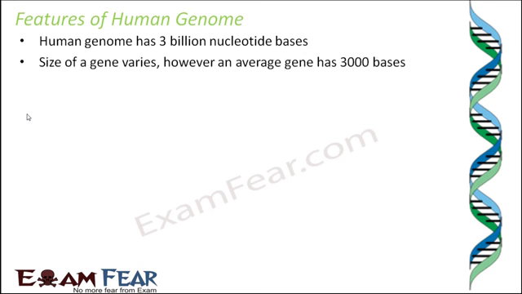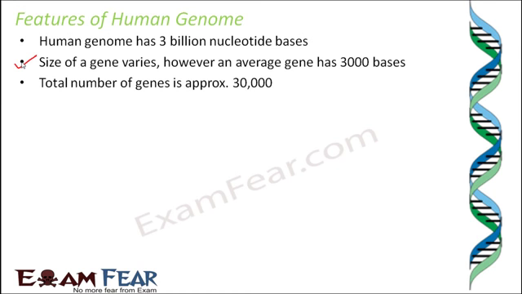Size of a gene varies. However, an average gene has 3000 bases. So one particular gene has around 3000 bases, but that is not necessary that all the genes will have to have somewhere around 3000 bases. There are some genes which have got very less number of bases, whereas there are some genes which have very high number of bases. For example, the largest human gene, which has got 2.4 million bases, is dystrophin. So this is the gene which has got the maximum number of bases.